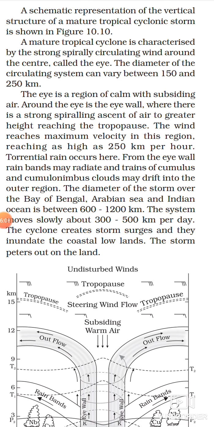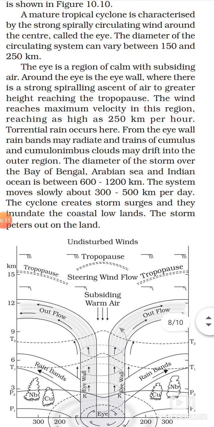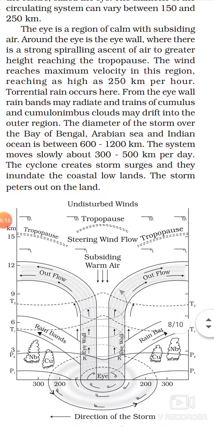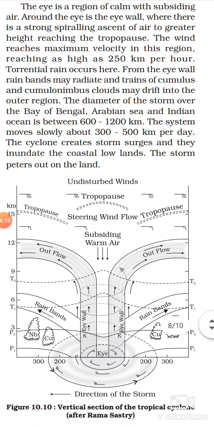Schematic representation of the vertical structure of a mature tropical cyclone storm is shown in figure 10.10. So these are not important, but you have to remember these terminologies. The eye of the cyclone is a region of calm with subsiding air. Around the eye is the eye wall, where there is a strong spiraling ascent of air to greater height reaching the tropopause. The wind reaches maximum velocity in this region, reaching 250 kilometers per hour. So remember the speed of these cyclones is more than 250 kilometers per hour.